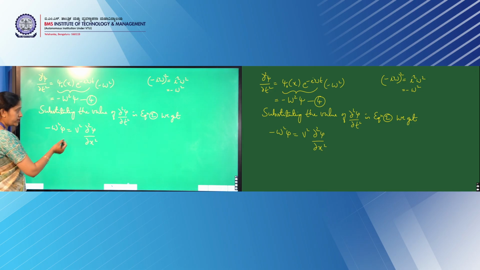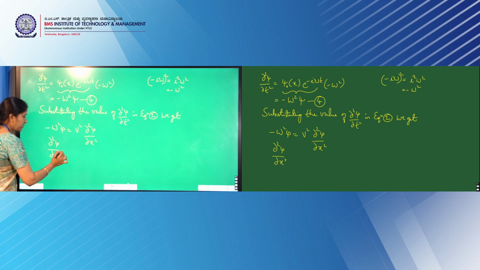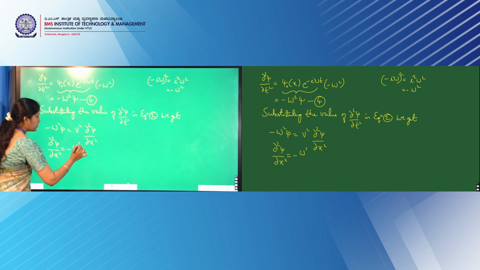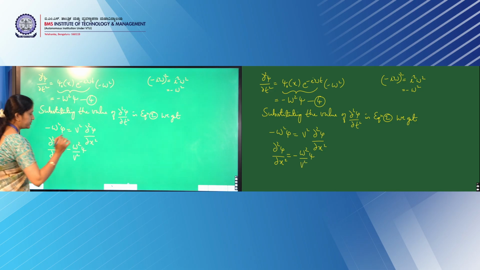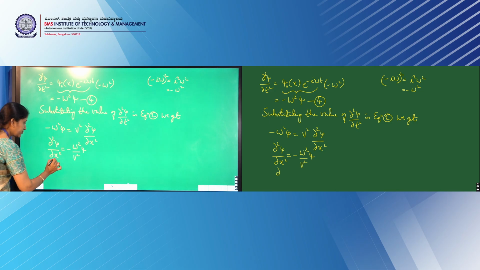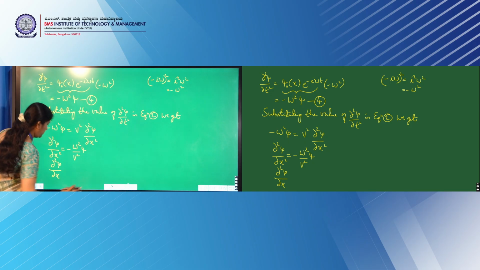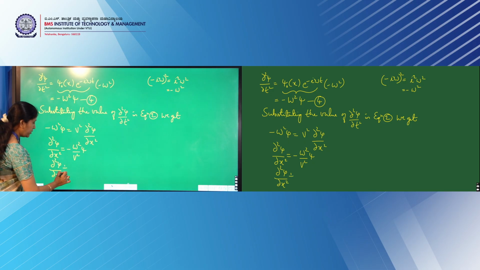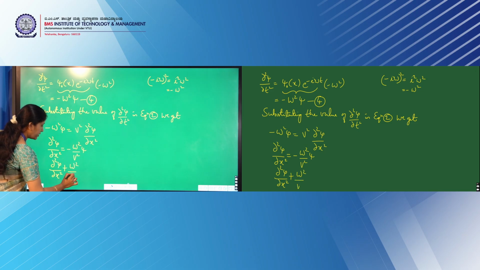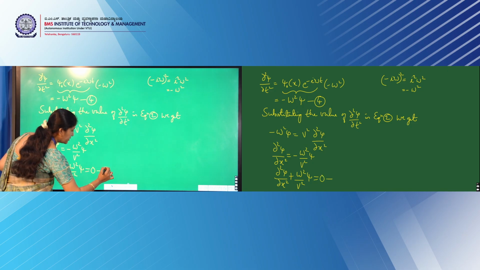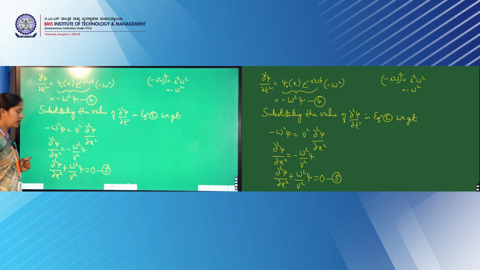Now let us send this v square to the other side and we can write the equation first of the form del square psi by del x square is minus omega square by v square of psi, which can also be written as del square psi by del x square plus omega square by v square of psi is equal to 0, which can be written as equation 5. Now further let us understand the value of omega by v.